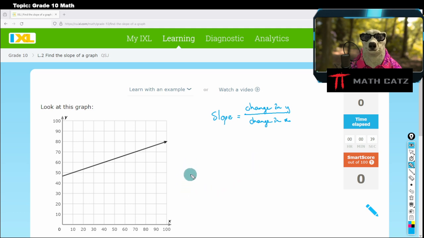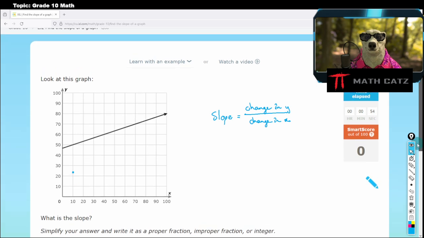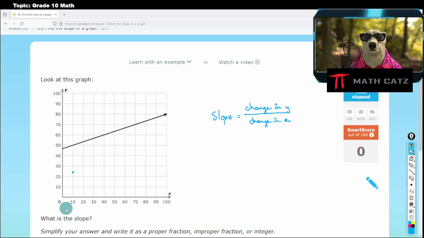So when I look at a graph, I can look at 2 points, for example, that I can read off easily. Let me just see if the question is saying anything more. It's asking what is the slope. Okay, so we have to do that visually and simplify your answer and write it as a proper fraction, improper fraction, or integer. All right. So, as I said, we'll look for points we can read off easily. Maybe this one's a pretty good one. Looks to be (10, 50).